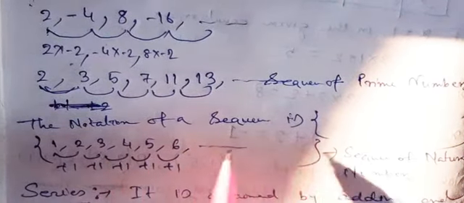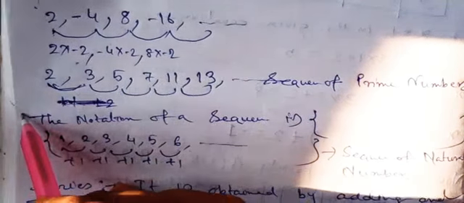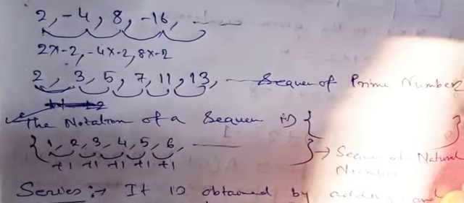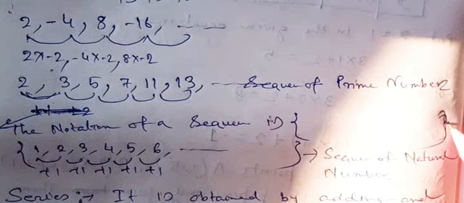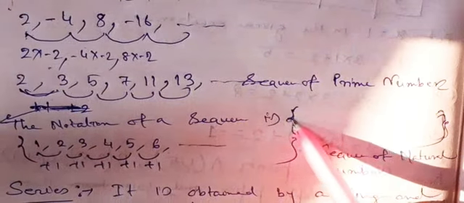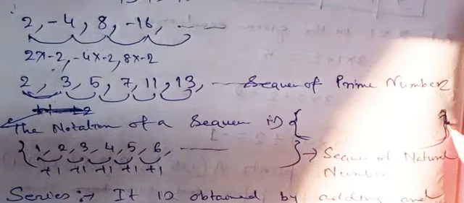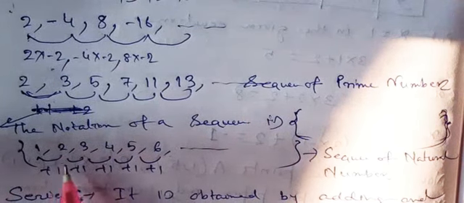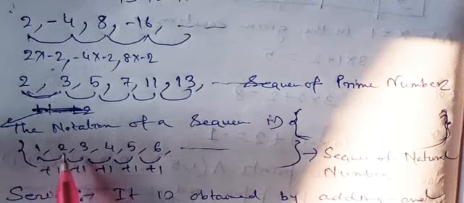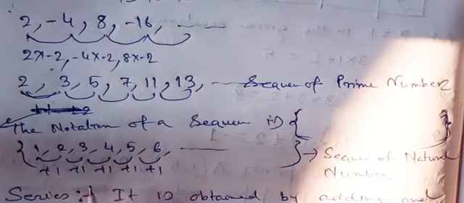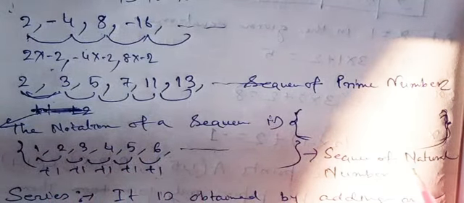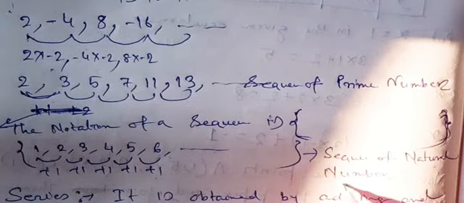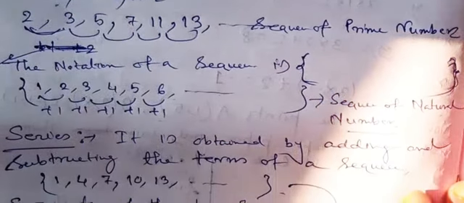Next is the notation of a sequence. The notation of a sequence is like this. It can be denoted in curly brackets, or whatever you call them. That is, a sequence can be denoted like this: 1, 2, 3, 4, 5, 6, dot dot dot. There is also a relation, a positive relation. Now we can say this is the sequence of natural numbers.